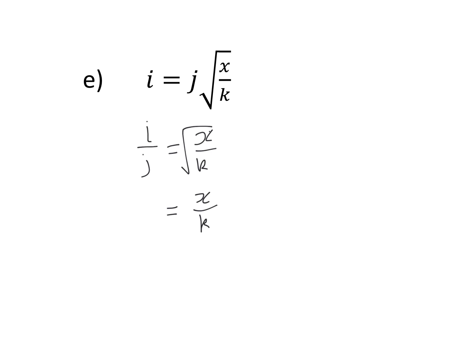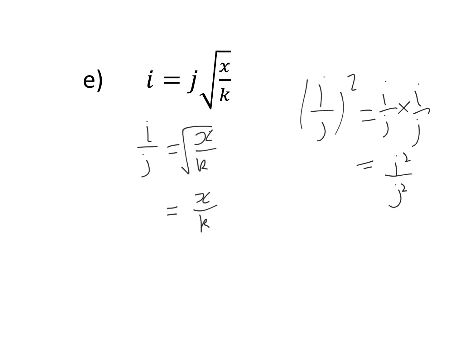And how do we do that? Let's just look at that on the side. If you've got i over j and you square that, that means you're multiplying i over j by itself. If you multiply two fractions together, you're multiplying the numerators together, i times i, which is i squared, and then you multiply the denominators together, j times j, which would be j squared.